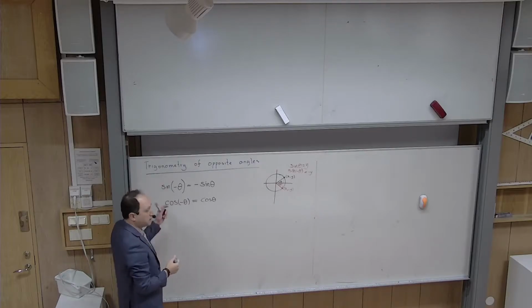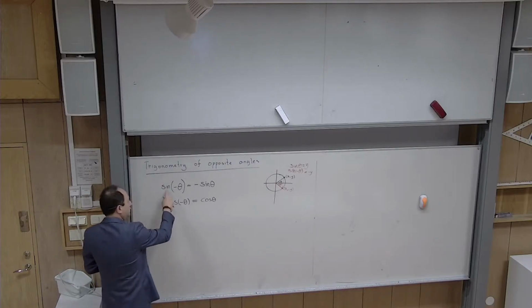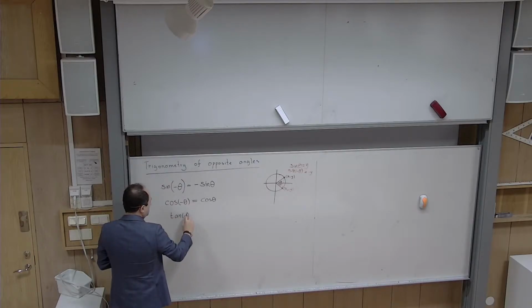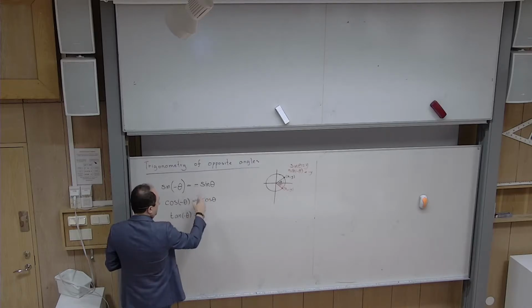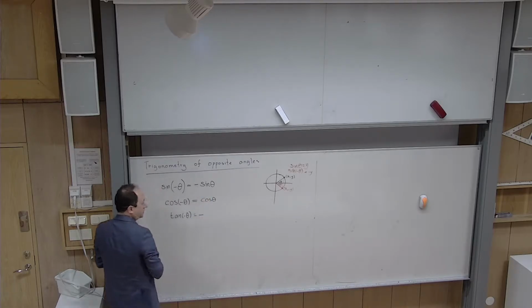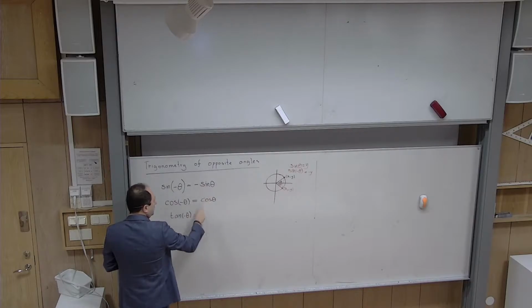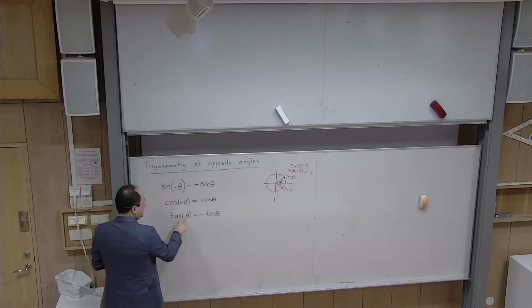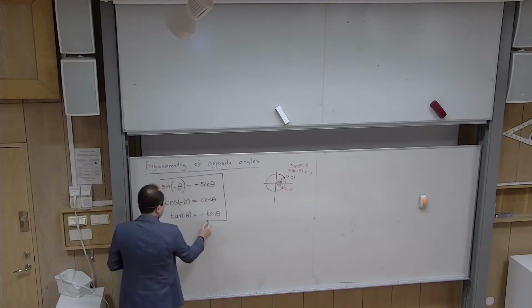Okay. And then what happens for tangent? I divide this by that, it becomes tangent of minus theta. Negative, positive, when I divide it becomes negative. But when I divide sine by cosine, it becomes tangent again. So you see that for tangent, the minus sign is also pulled out. So that is something I want you to know.